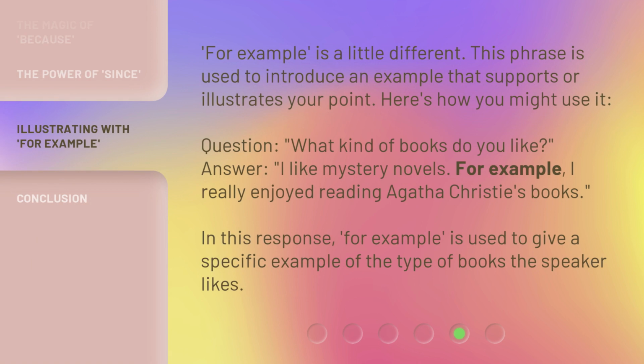For example is a little different. This phrase is used to introduce an example that supports or illustrates your point. Here's how you might use it. Question: what kind of books do you like? Answer: I like mystery novels. For example, I really enjoyed reading Agatha Christie's books. In this response, for example is used to give a specific example of the type of books the speaker likes.